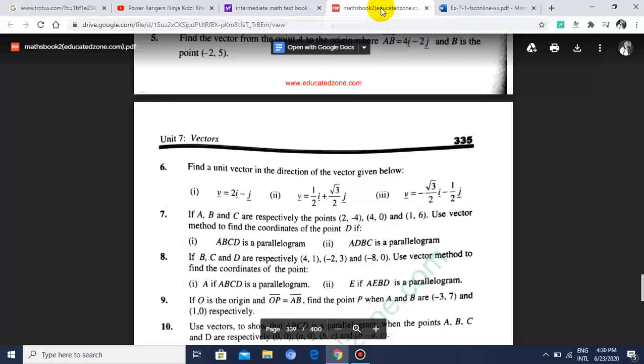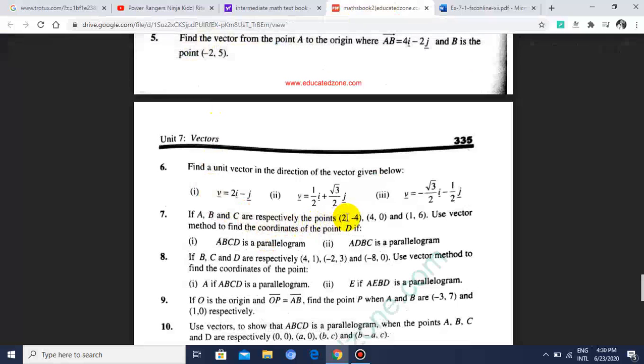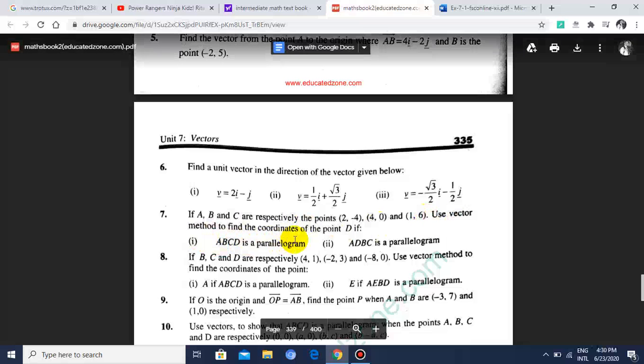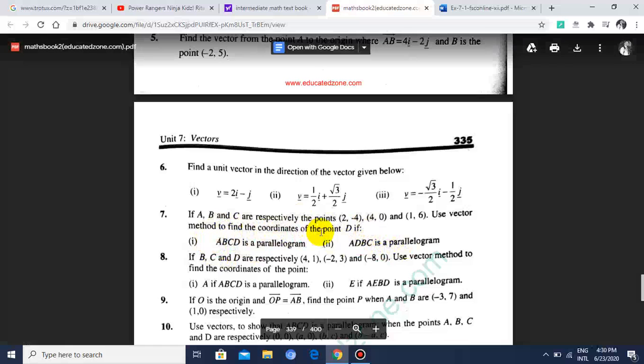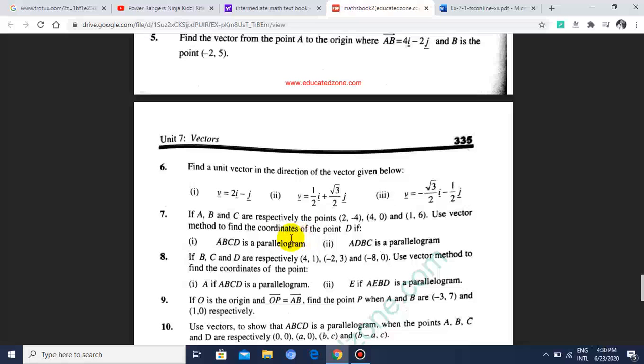Now question number 7. If A, B and C are respectively the points (2, -4), (4, 0) and (1, 6), use vector method to find the coordinate of the point D, if ABCD is a parallelogram, and in the second part, if ADBC is a parallelogram. The first part is, we have to find the coordinate of the point D in this question.